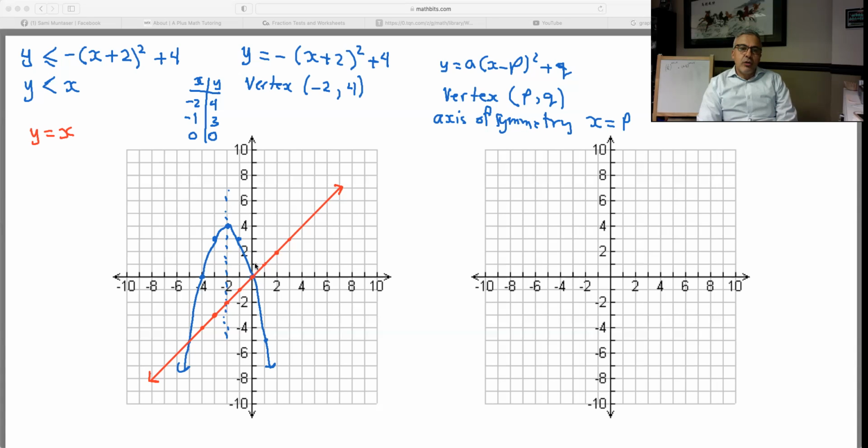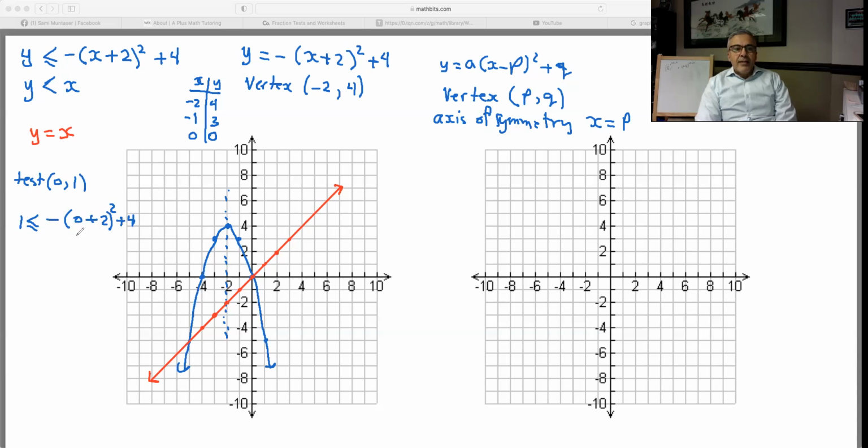So let's choose 0, 1, because inside the parabola the numbers will be negative. So testing 0, 1 in the parabola, we just sub in 0 and 1. That's the x, this is the y value. So 1 is less than or equal to negative (0 plus 2) squared plus 4.